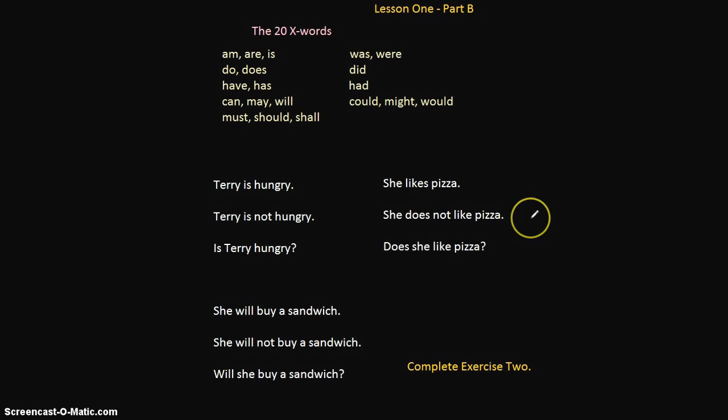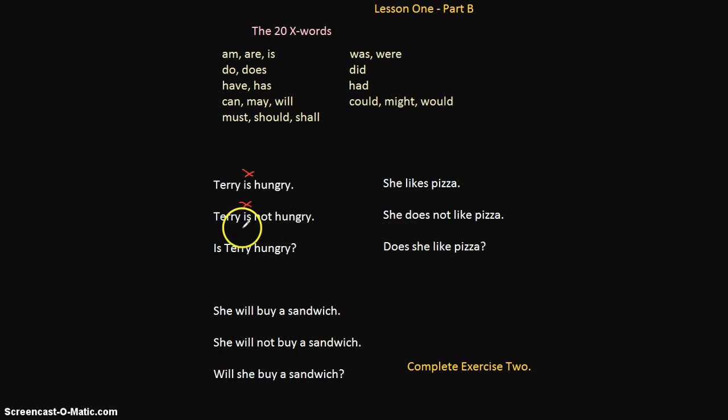For example, this is what we're going to be doing. Every sentence has three forms. And very often, affirmative sentences have an X word. Like our first sentence, Terry is hungry. Is is the X word. Now, all negative sentences in English have an X word. And we make negative by adding not with the X word. So, for example, Terry is not hungry.